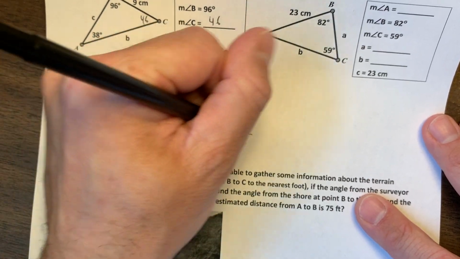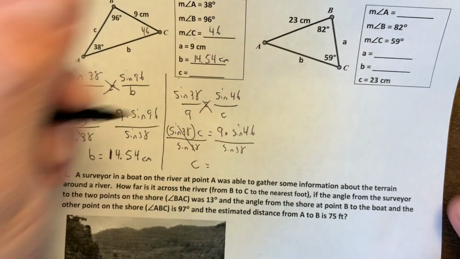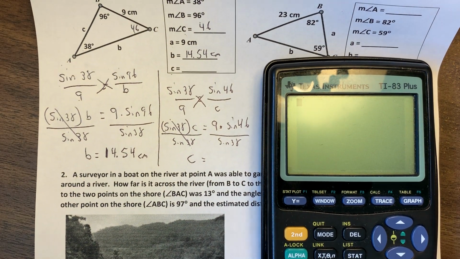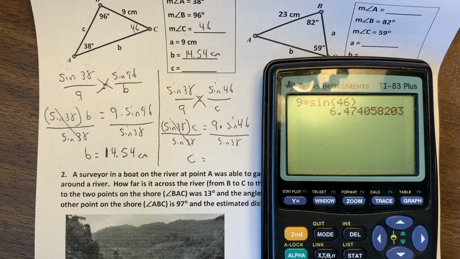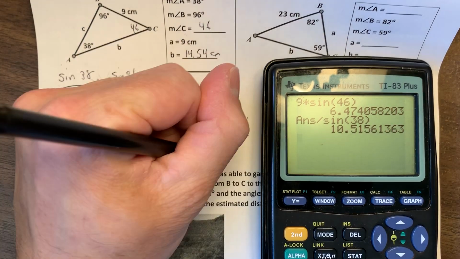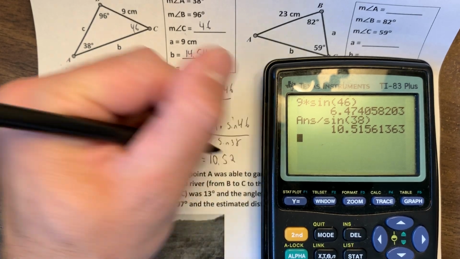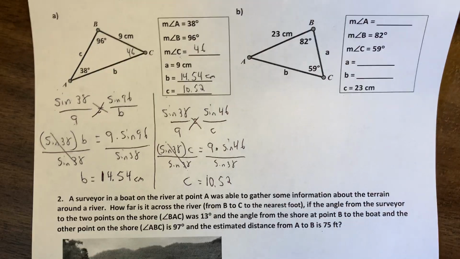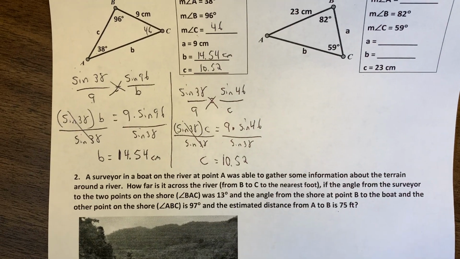Okay, C is going to equal whatever the math is. Listen, I don't mess around when I have sine, cosine, tangent. I do it all on my calculator, and I don't mess around with decimals. All right, 9 times the sine of 46, voila, divided by the sine of 38. You're going to get 10.52. So there you go.